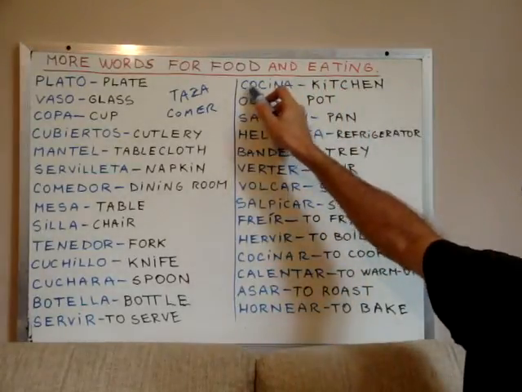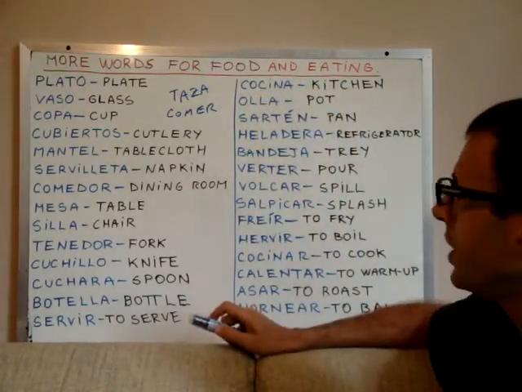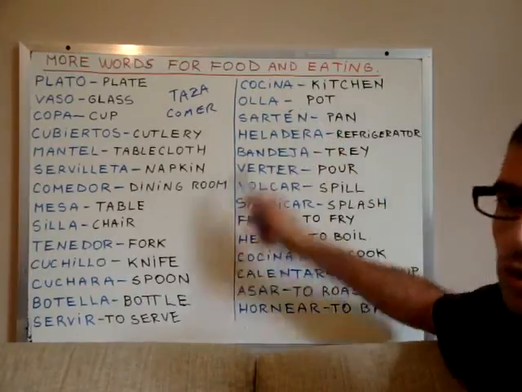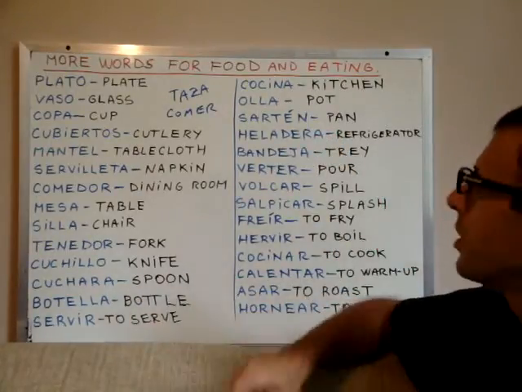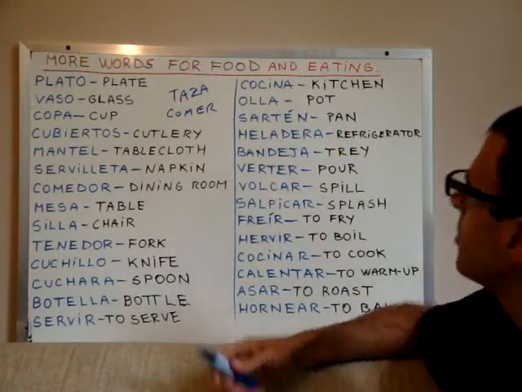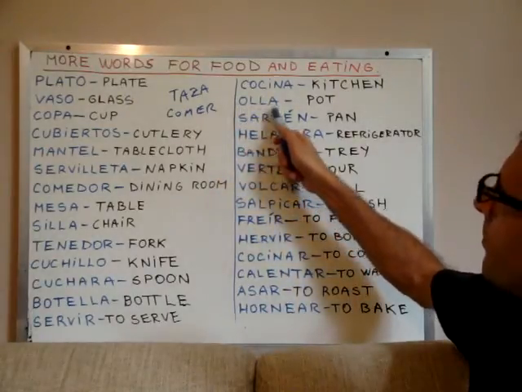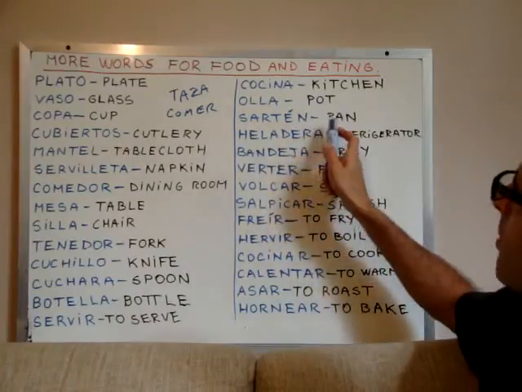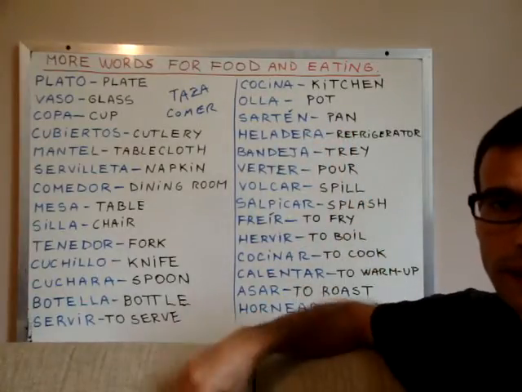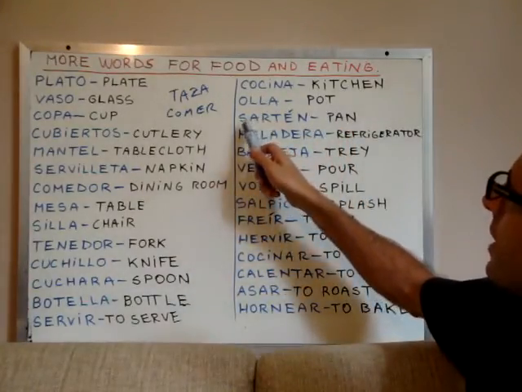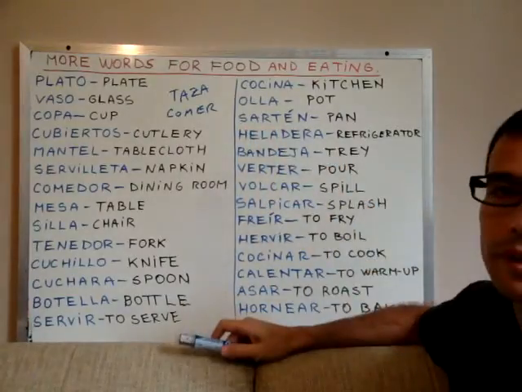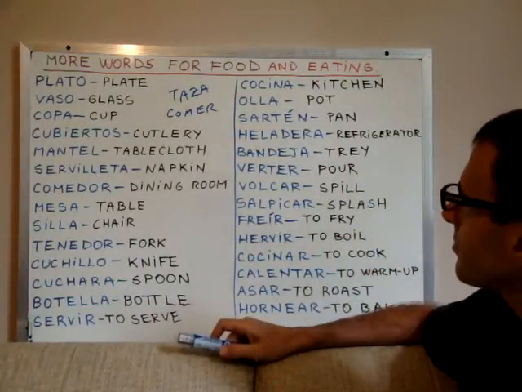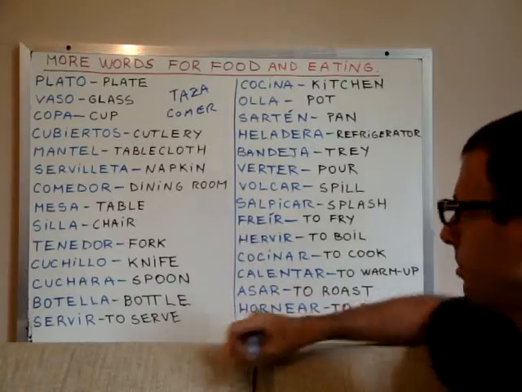The word cocina is kitchen. Cocina. For pot, where we cook, right? Where we cook beans, for example, is olla. Olla. A pan, where we would cook a steak, right, is sartén. Sartén. It's the flat one, right? The flat pan.